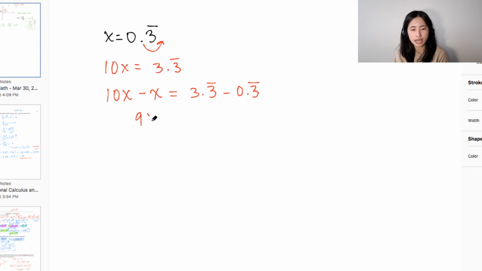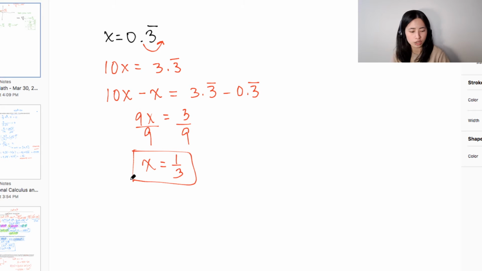So as a result, I get 9x, right? And this would be 3.3 minus 0.3. That would just be 3, right? So it's a whole number now. Now, you would have to divide this with 9, right? So I would have x, which is equal to 1 over 3. Therefore, when you try to type this into your calculator, you would have 1 divided by 3, and you would get 0.3, which is repeating, and it's right.